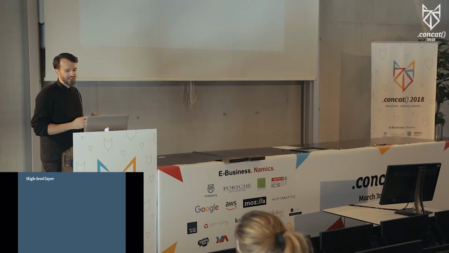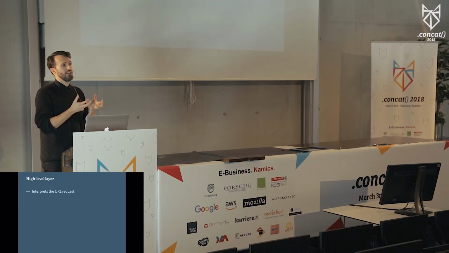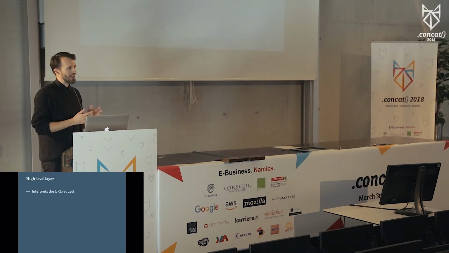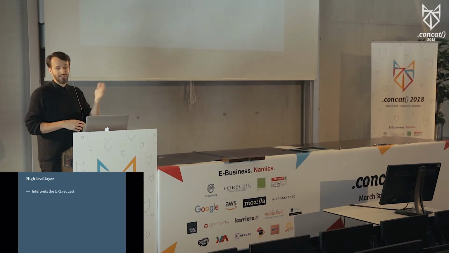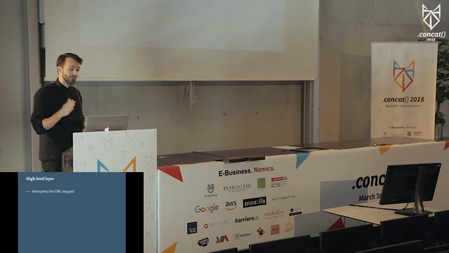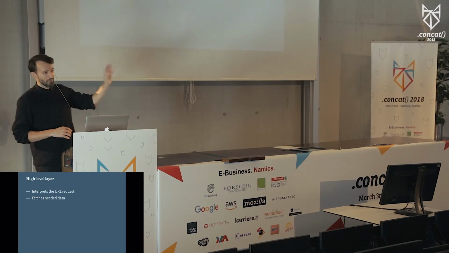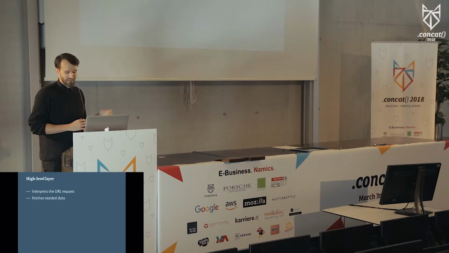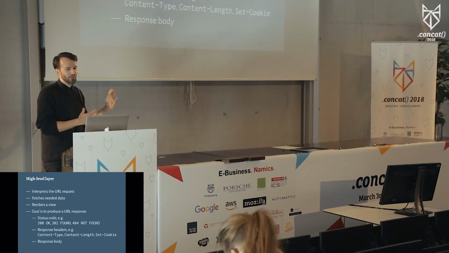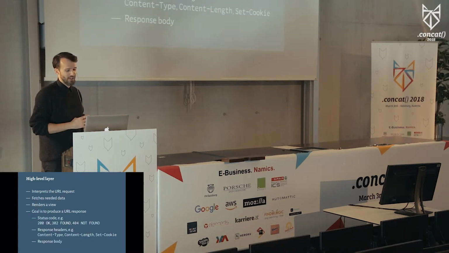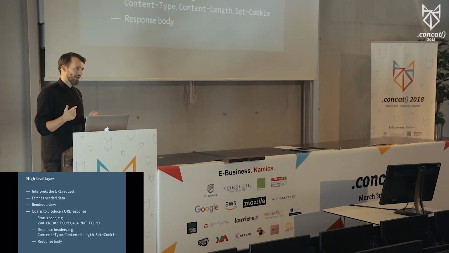And then this request gets handed off to a high-level framework, which is the part I am interested in. And the high level is responsible for interpreting the request, picking it apart and matching on the URL and the method and the headers and all that stuff so that you can figure out a code execution path. It fetches data needed to build the response, and this is where you go into side effect land with Redis and Postgres and all that very complicated stuff. And then once the data is fetched, you render a view, and that can be HTML, XML, JSON. But the ultimate goal of this layer is to produce a URL response. And this is status code, response headers, and a response body.